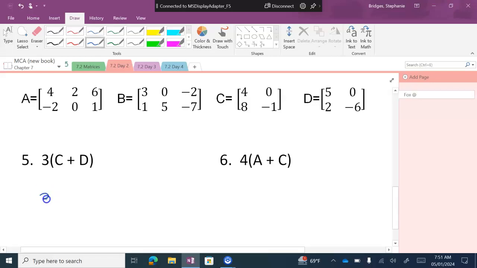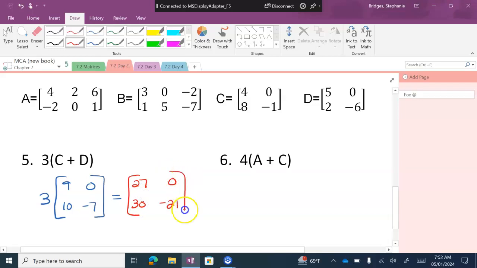So I'm going to keep the 3, and I'm just going to put it on the outside of the matrix. And then I'm going to add C and D together. 4 and 5 is 9, 0, 0, 0, 10, and negative 7. And then all I have to do is multiply each one of those terms by 3. And either way, that should be my result, whether you multiplied each one by 3 first and then added, or added and then multiplied. That is up to you on how you want to do that.